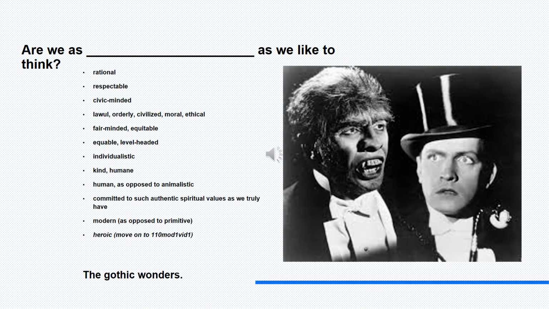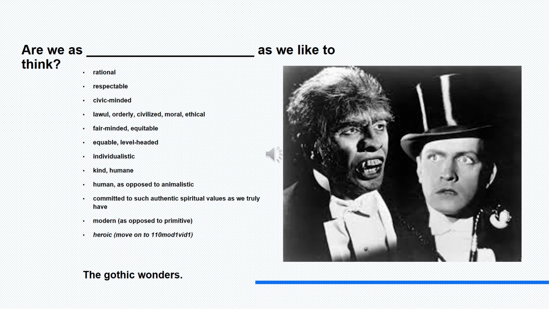Okay, once again, this is just a very brief little thumbnail sketch of what we're going to be doing, which I hope will enable you to read this first book, Walpole, maybe a little bit better than otherwise. Here's the central question, it seems to me, that the Gothic asks, and this is the center of Gothic wonder: are we as rational as we like to think we are? Are we as respectable as we like to think we are?